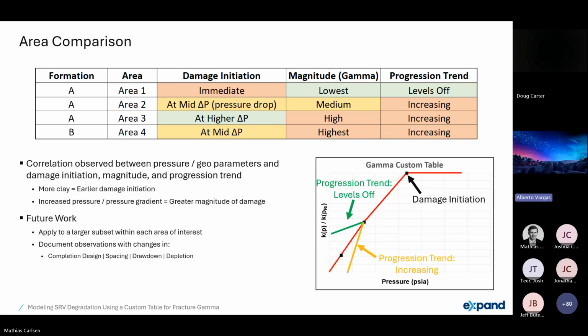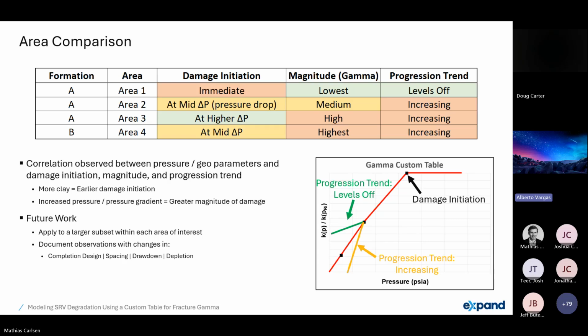reservoir. And what was interesting is that we did see some correlations between this and some of the other geo and pressure properties. And that was that, I mentioned earlier, the clay volumes that we see, the pretty wide ranges of clay. As we saw more clay, then we saw earlier damage initiation. And then also as we saw increased pressure or pressure gradient, we had a greater magnitude of damage.